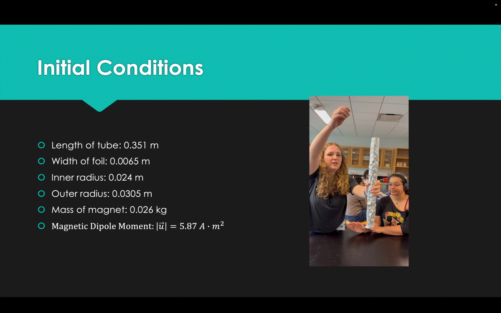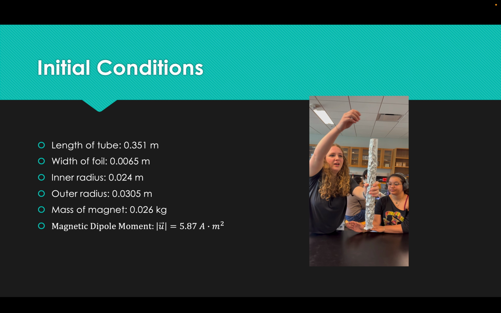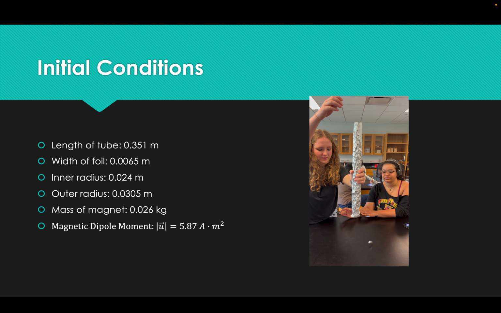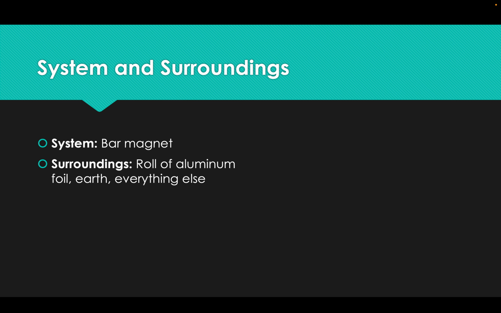So here are the initial conditions as shown. All those measurements are pertinent for finding the results later. On the right, you can see the exact aluminum foil that we used. In my lab, our partner is holding the magnet before she puts it in. So here are the system and surroundings. The system was a bar magnet and the surroundings was everything else.